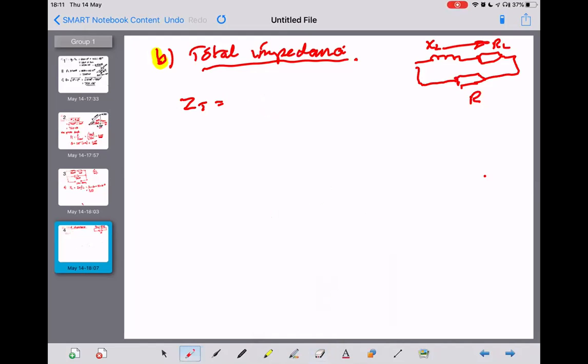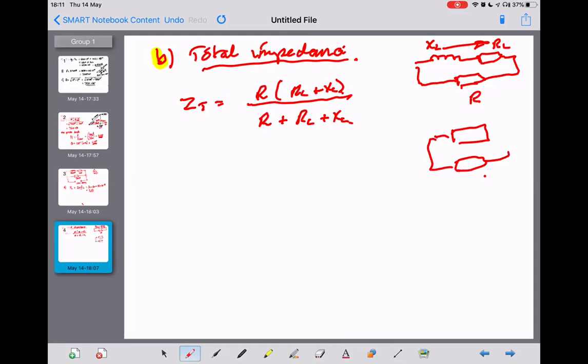I've got a horrible feeling maybe even my solution isn't right. R times (RL plus XL) over R plus RL plus XL. Where did you get that formula from? Well, it's product over sum. When you've got a parallel circuit of two resistors, you can find RT from R1 times R2 over R1 plus R2.